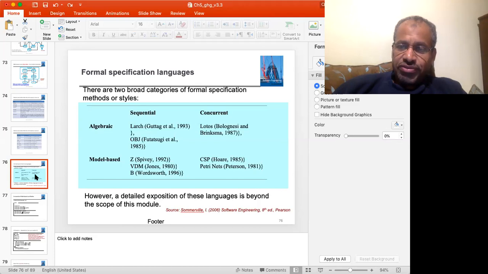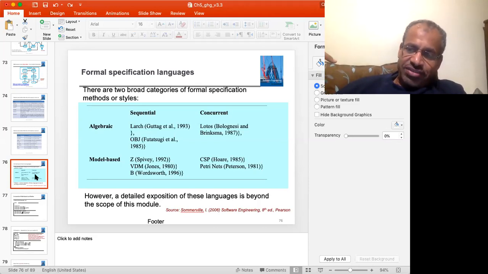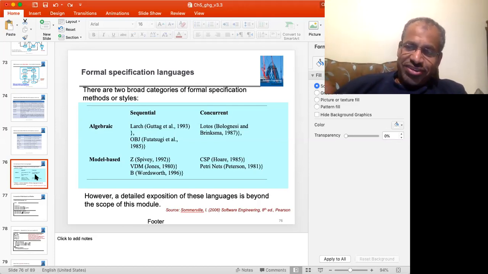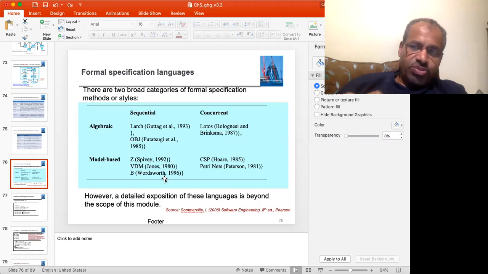Two broad categories. One is called algebraic, which expresses the functionality via a set of relationships between algebraic axioms and expressions. Another one is called model-based. So we think of the software system as a model comprising a number of states, and we describe the constraints that operate on these states and how the various operators would change these states. So it's a bit like the finite state machine model and the state charts, but the effects of events and the transitions are described much more formally using mathematical notation.